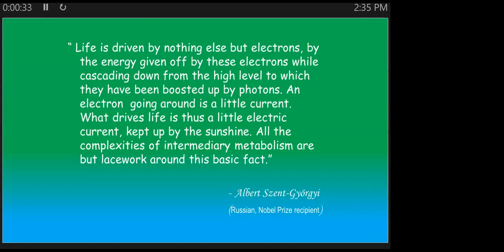This quote is very appropriate, because with the light reactions we're going to be learning how electrons are getting passed from molecule to molecule to molecule. And here they're saying, life is driven by nothing else but electrons, by the energy given off by these electrons while cascading down from the high level to which they have been boosted up by photons, which is light energy. An electron going around is a little current. What drives life is thus a little electric current kept up by the sunshine. All the complexities of intermediary metabolism are but lace work around the sky. Very poetic, wasn't it? And very accurate.